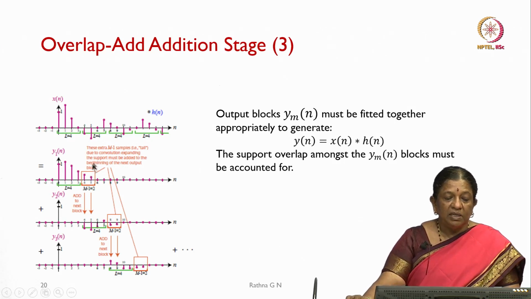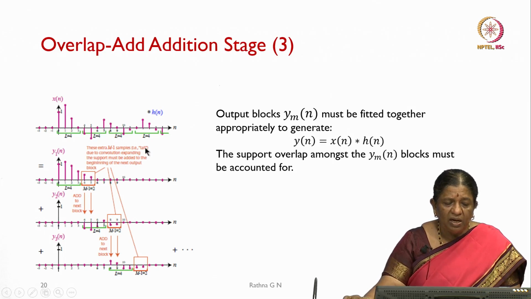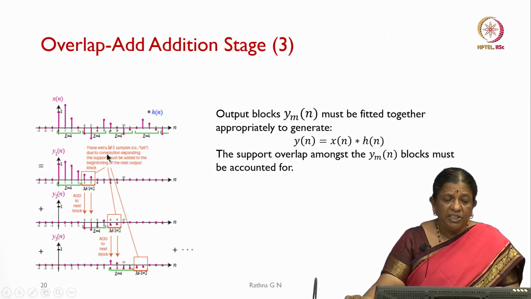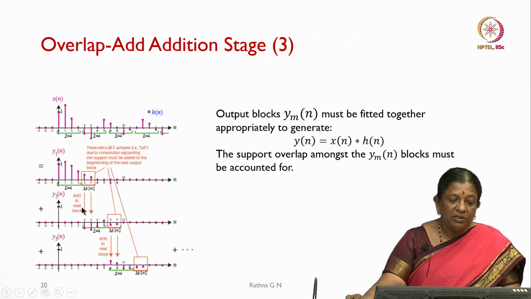So, whatever extra m minus 1 samples there are, we will be discarding them, or we can take them to the next block and add them to the next block basically.